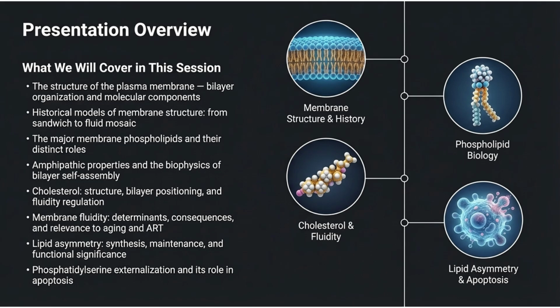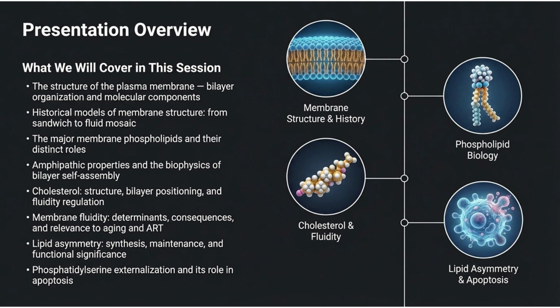From there, we take a brief but important historical detour, examining how our understanding of membrane structure evolved over the 20th century, from the early sandwich model to the fluid mosaic model that remains our conceptual foundation today. We will then spend considerable time on the major membrane phospholipids, 5 key molecular species, each with a distinct structural role and functional personality. We will examine why these molecules assemble into bilayers spontaneously, exploring the elegant thermodynamics of the hydrophobic effect. Cholesterol deserves its own dedicated treatment.